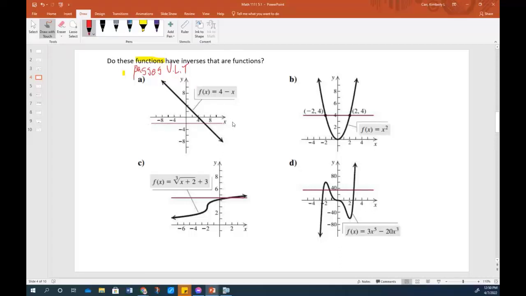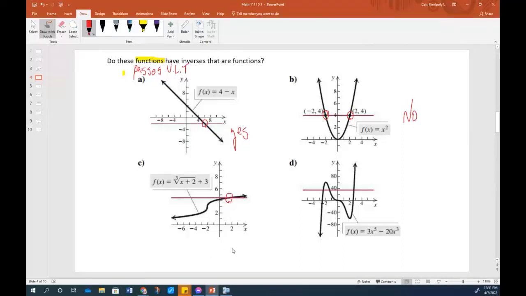They have actually put a horizontal line here, and we could visualize moving that red or horizontal line up and down anywhere. But here you see that this horizontal line only hits this graph at one point. So this one also passes the horizontal line test, which means this function is one-to-one. So the inverse is also a function. Now this one, though, we have where this horizontal line hits this graph in 2 places. If it hits it anywhere in more than one place, then it fails the horizontal line test. So it's not one-to-one, and the inverse is not a function.